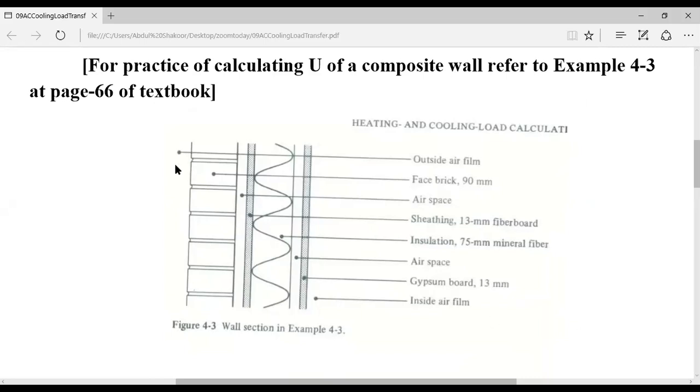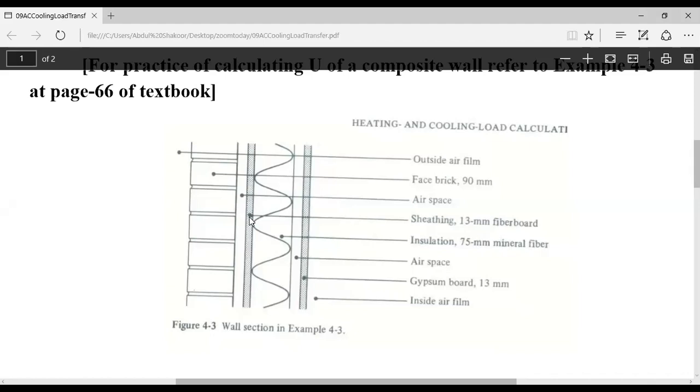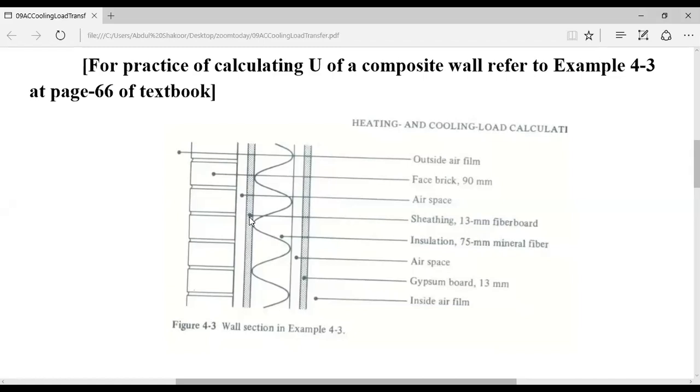Now you can see this diagram clearly. This is a diagram of a wall. Wall structure should be mentioned. The outer layer of this wall is made of which material? You should know this is face brick. Its thickness is 90 millimeter. Next is an air space. There is a gap, and after this there is another layer of sheathing, some sort of sheet, and it is 13 millimeter fiber board. It's a fiber board sheet, 13 millimeter thick.